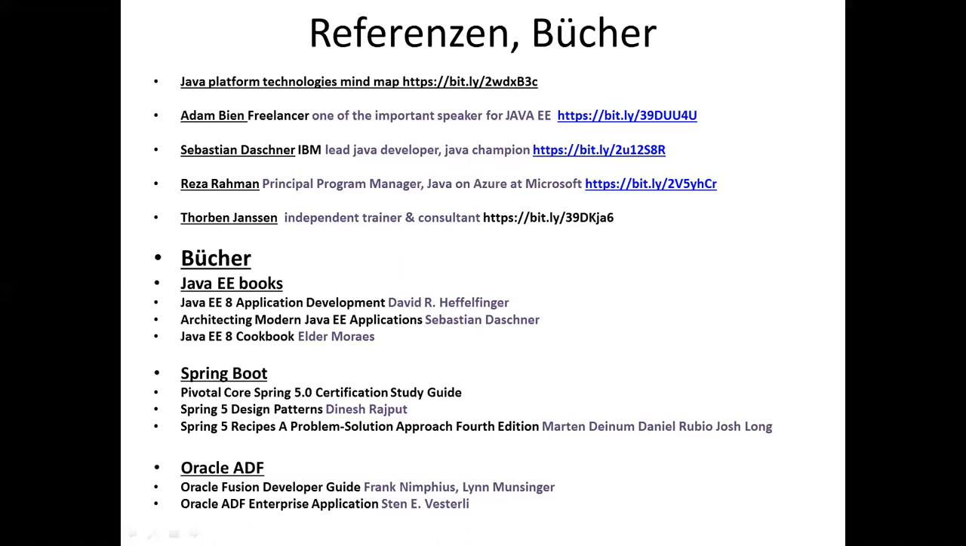Time prognosis for learning all of this stuff: 6 months for Java EE, 6 months for learning Spring Boot. Then you can learn Oracle ADF in 4 months after you have learned Java EE and Spring Boot. So after around 1 year of continuous learning of all of this, you'll be pretty proficient with these frameworks and have experience.